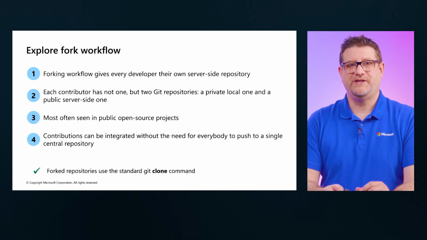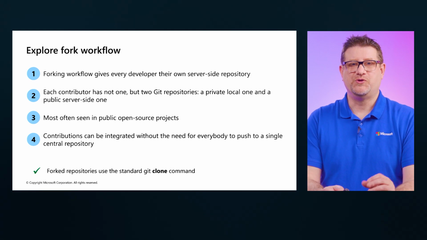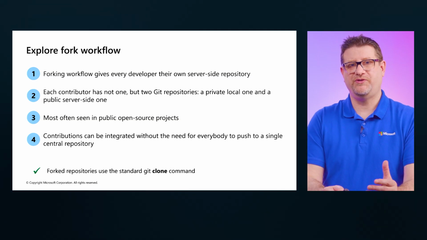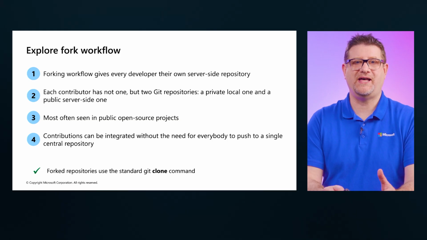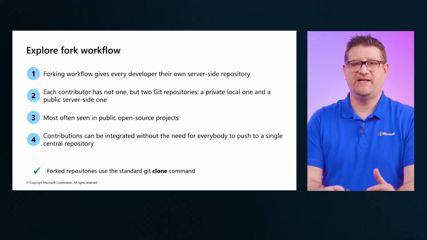The fork workflow is a common approach to open source projects where each developer works within their own server-side repository. In this model, contributors have both a private local repository and a public server-side repository, allowing them to make changes independently before integrating their work. This setup reduces the need for everyone to push changes to a single central repository, making the collaboration more flexible and scalable, especially for large distributed teams.